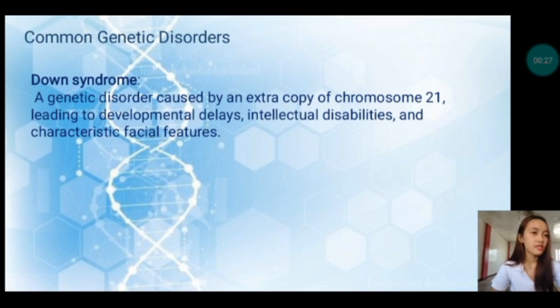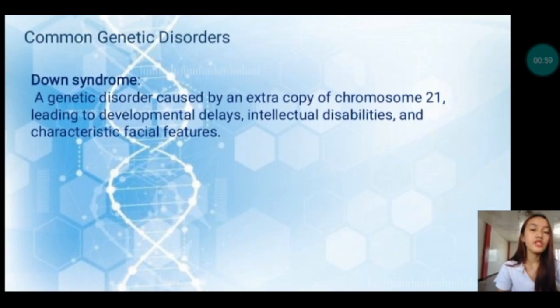A genetic disorder is a condition caused by abnormalities in a person's DNA. Some we get from our parents and relatives, while others happen because of changes in the genes. In this report, we focus on four common genetic disorders: Down syndrome, sickle cell disease, phenylketonuria or PKU, and hemophilia. First is Down syndrome.